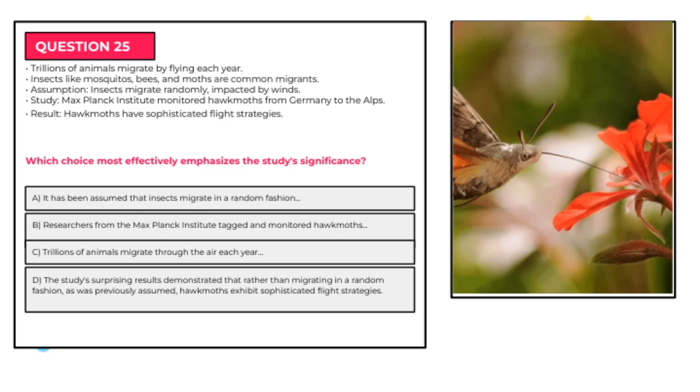Previously, the assumption was that insects migrate in a random fashion, influenced primarily by the wind. But what we found was quite different. Hawk moths actually use complex flight strategies, indicating a level of navigation skill that we didn't fully appreciate before. This finding highlights just how much there is still to learn about animal migration and the incredible adaptations that enable these creatures to undertake such arduous journeys.